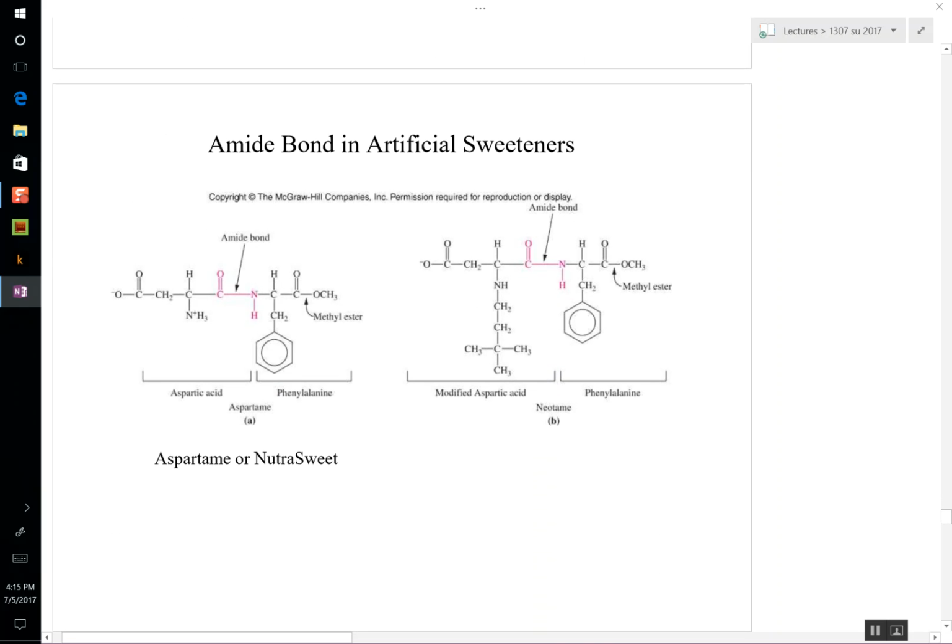I think there might be a question on your homework about aspartame. Is that on there? Okay. Yeah, explain why aspartame-containing foods carry a warning. Why does neotame not carry that same warning? So where's neotame? Neotame here. Aspartame here.